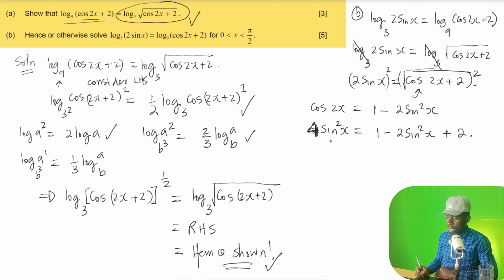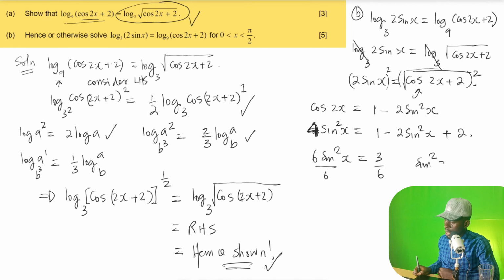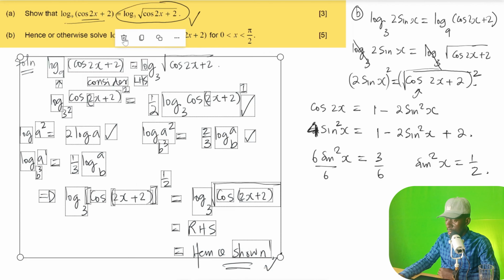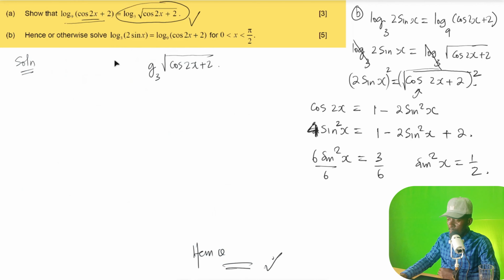So then we are collecting like terms. Shift this to the other side. If we shift it to the other side, what are we having? This will be 6 sine square x equals 1 plus 2, which is 3. Divide by 6 on both sides, and here we'll be having sine square x equals half.